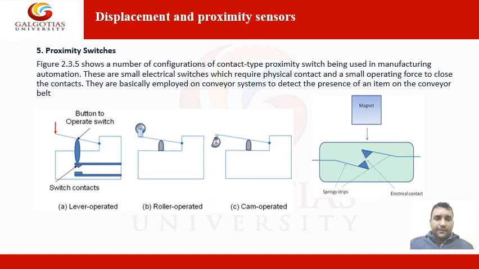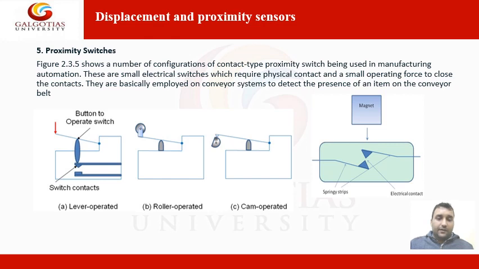The next type of sensor is the proximity switch. This is a figure for this. It shows a number of configurations of contact type proximity switches being used in manufacturing automation. These are small electrical switches which require physical contact and a small operating force to close the contact. These are basically employed in conveyor systems to detect the presence of an item on the conveyor belt. This is a button to operate a switch. This is the button, and this is the switch contact.